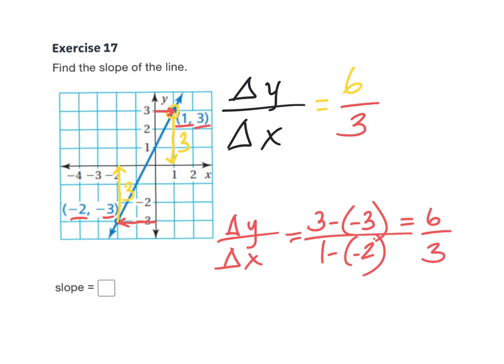So my slope is 6 over 3, which simplifies to 2. So the slope of this line is 2.